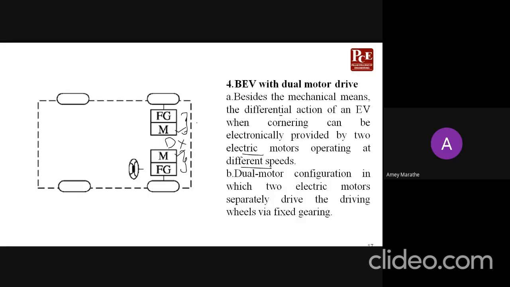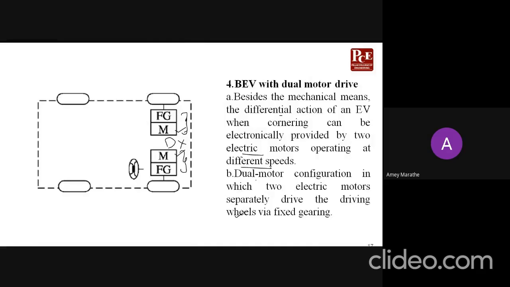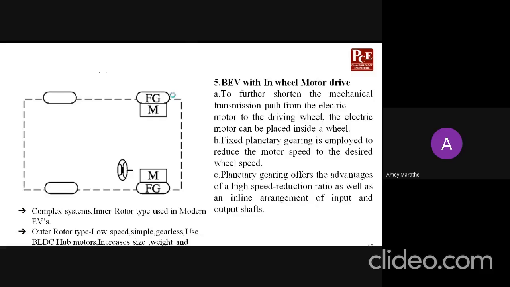Okay, so a dual motor configuration in which two electric motors separately drive the driving wheels via fixed gearing. This is also one of the layouts which is possible. Fifth layout, now just look at this. Here we are shifting the mechanical things, the motor and fixed gearing, into the wheels, and that is why it is called a battery electric vehicle with in-wheel motor drive, to further shorten the mechanical transmission path from the electric motor to the driving wheels.